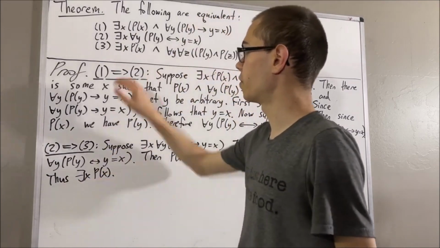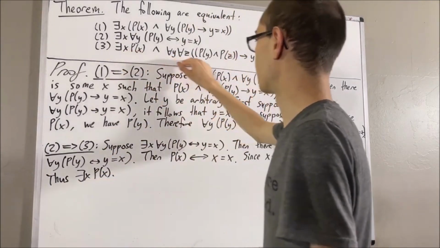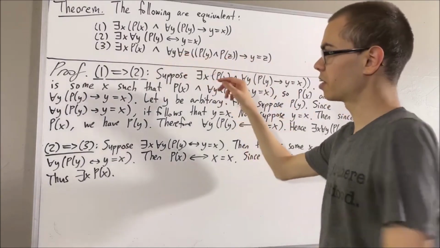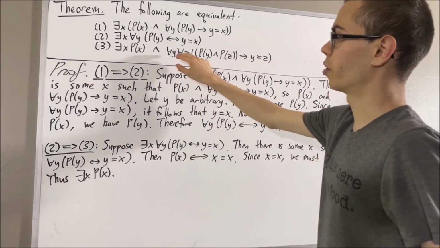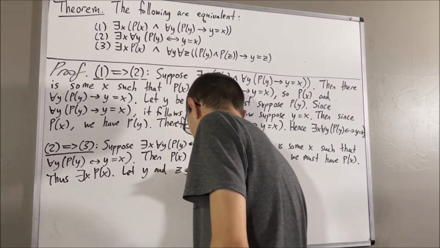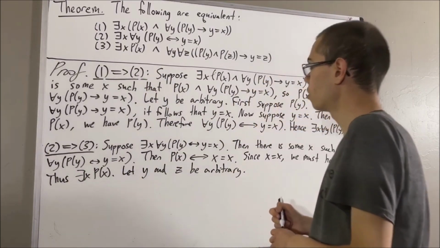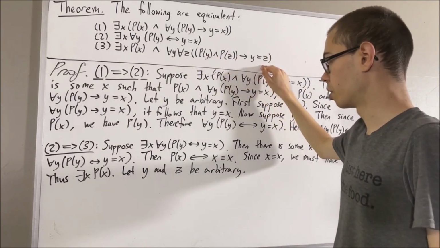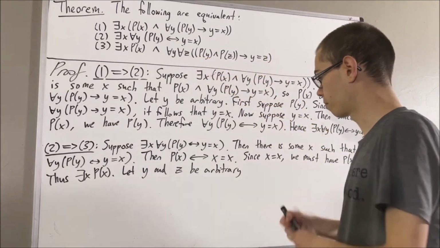So we have shown that this is true. Now we're going to show that this is true. And we're trying to prove the statement about every two objects. So give me any two objects. I'll call them y and z. And from here, we want to show if this is true, then this is true. So let's suppose that this is true.